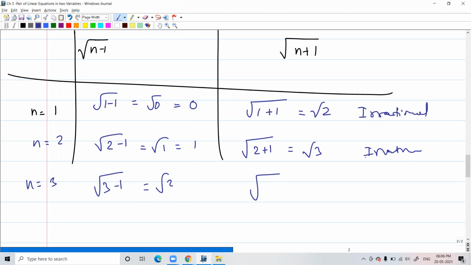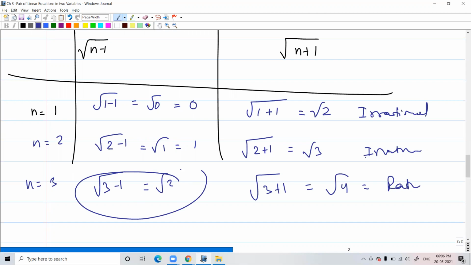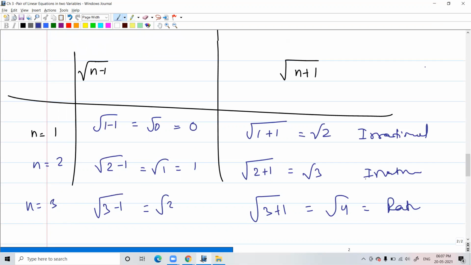And let's see, if I put 3 plus 1, this becomes 4 and this becomes rational now. You see, if this guy becomes irrational, this turns to be rational. So both at the same time can never be rational. That is how the nature of root of n minus 1 and n plus 1 is.